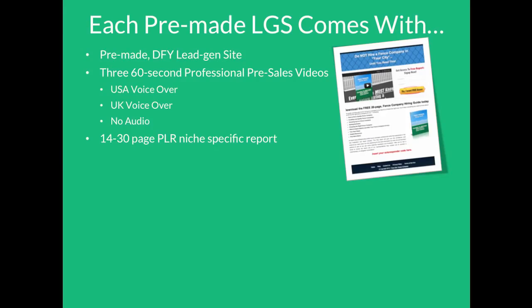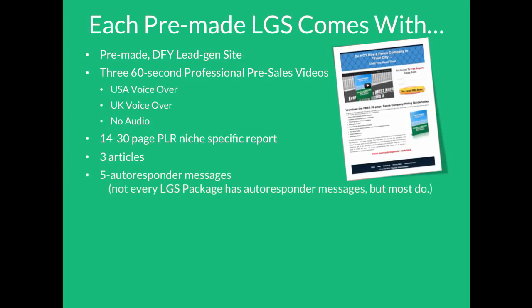So we have over 50 lead gen site niches, and each one of those comes with its own individual report specific to that niche. The example on the image you're seeing is for a fence company. There are certain questions that people have before they want to hire a company to build or install their fence. That's what those reports do: they help answer those questions, and they build instant credibility for the fence company, or whatever niche business has the lead gen site.